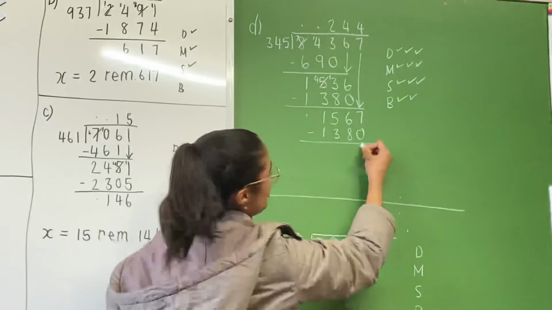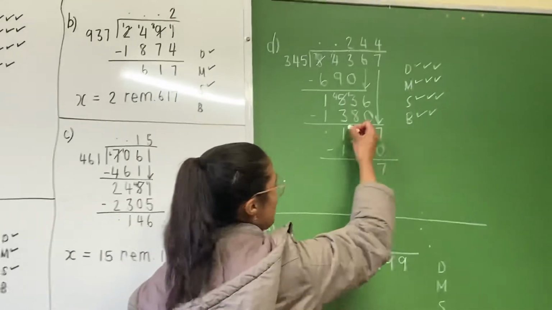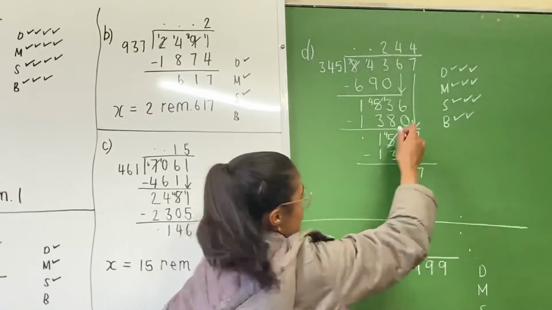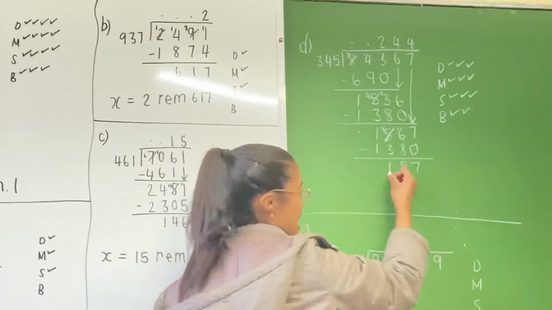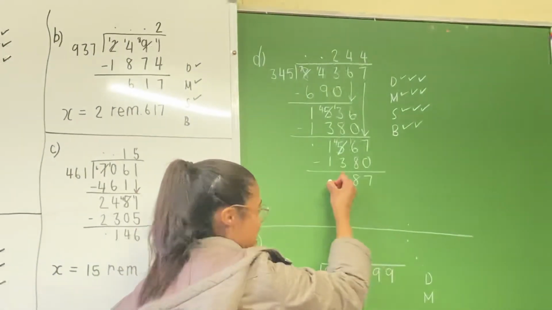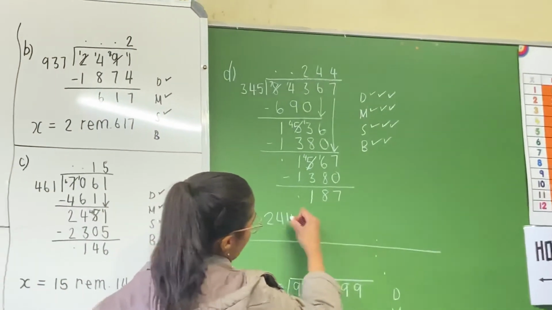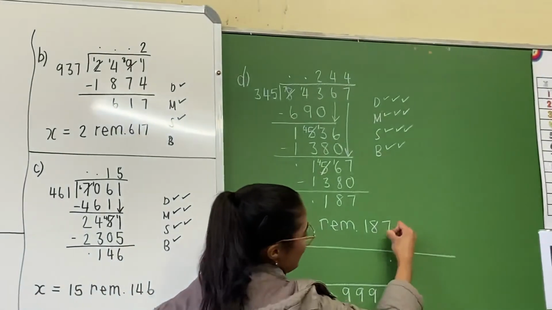7 minus 0 is 7. 6 minus 8, I can't say, so I will take 1. 4 remains, this becomes a 16. 16 minus 8 is 8. 4 minus 3 is 1. 1 minus 1 is 0. X is equal to 244 with a remainder of 187.